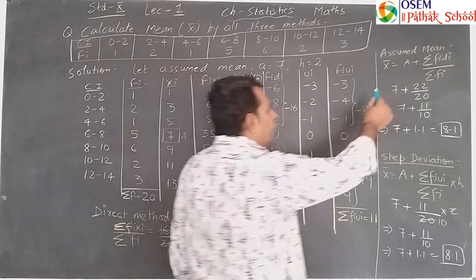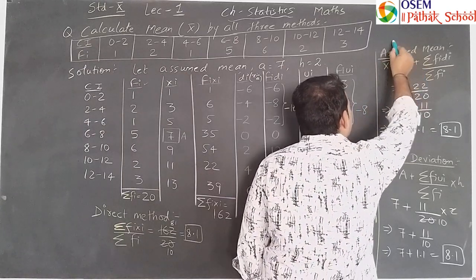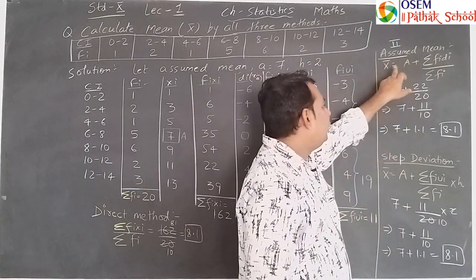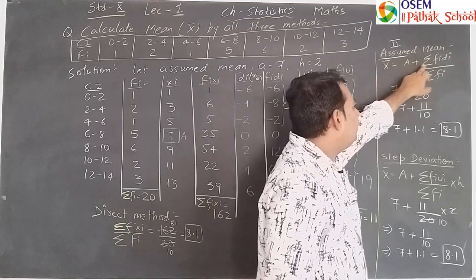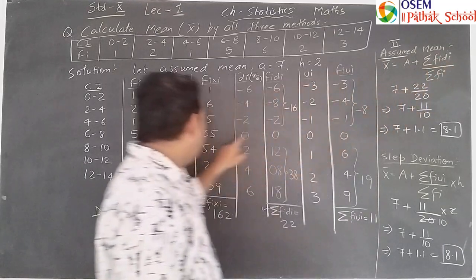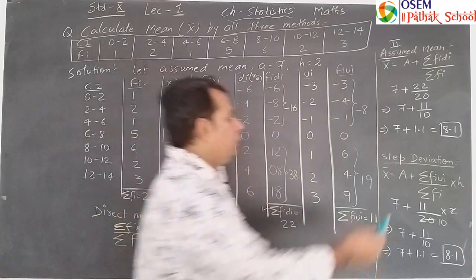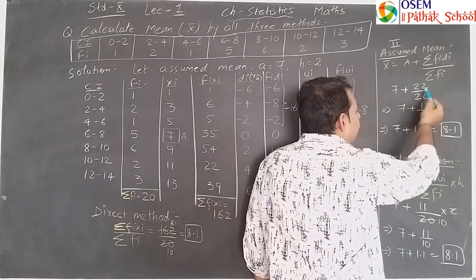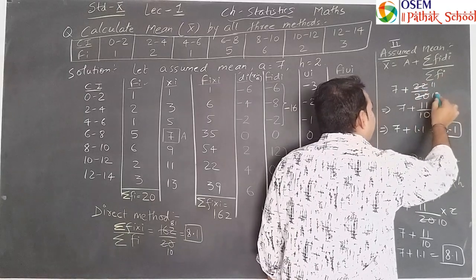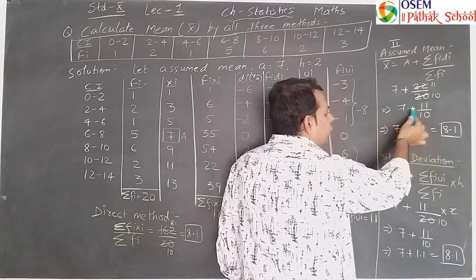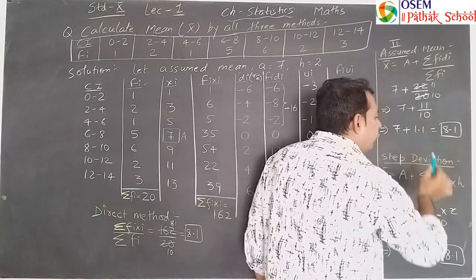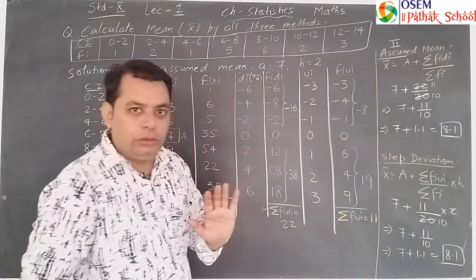Now I am applying the formula of the second method. This is the second method to take out the mean, that is the assumed mean method. Mean equals A plus sigma Fi di upon sigma Fi. The value of A I have already shown over here. It is 7. Then sigma Fi di is 22 upon 20, that is 11 upon 10. I have divided by 2. So you can see 7 plus 11 upon 10. It will be 7 plus 1.1, that is 8.1. Hope you are getting it clear?